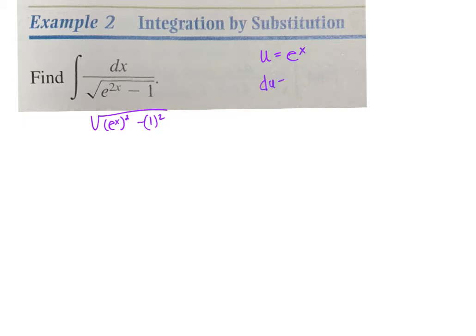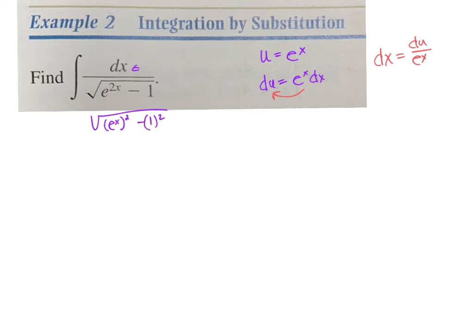The derivative of e to the x is just e to the x dx. That's simple, right? But I need dx. So what would dx be? If I divided that over, dx would equal du over e to the x. So far, so good? If I just divide the e to the x over, dx is going to be du over e to the x.